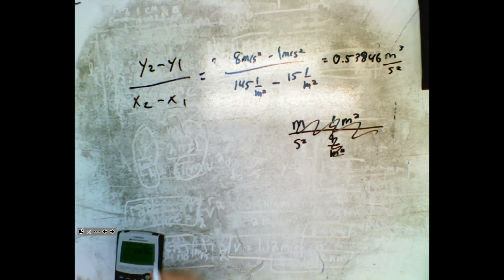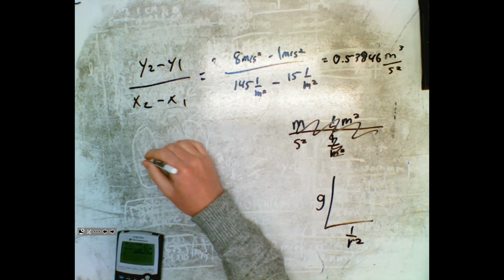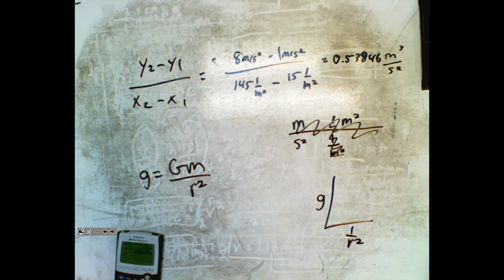Okay. And my graph was G versus 1 over r squared, and my formula was G equals GM all over r squared, like that.